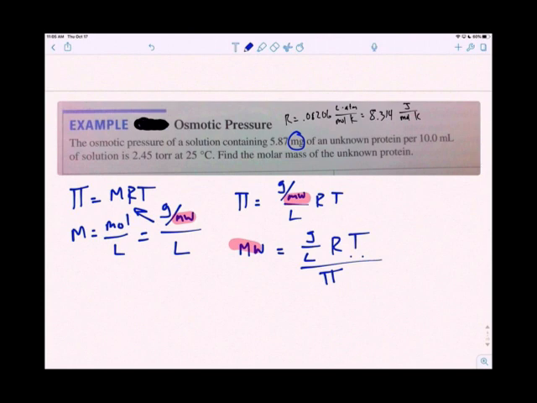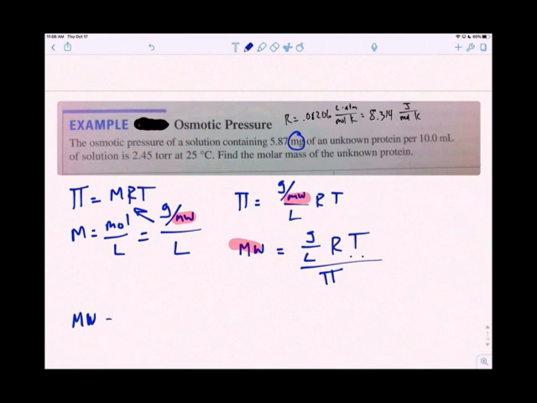I want to do this derivation here. So Pi equals MRT. I already talked about that. Capital M equals moles per liter, and moles is your grams divided by the molecular weight. So what you can do is take capital M, moles per liter, and substitute that by grams divided by molecular weight, over liters. And then you can rearrange that and solve for the equation. So your molecular weight is your grams per liter times the gas law constant R times the temperature divided by the osmotic pressure.